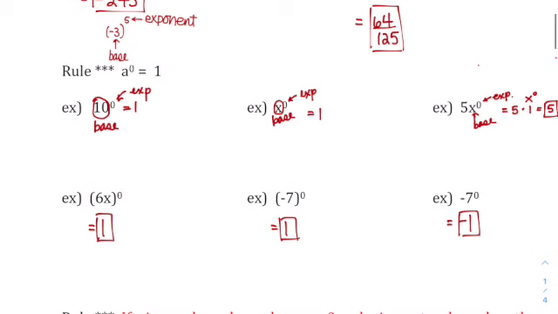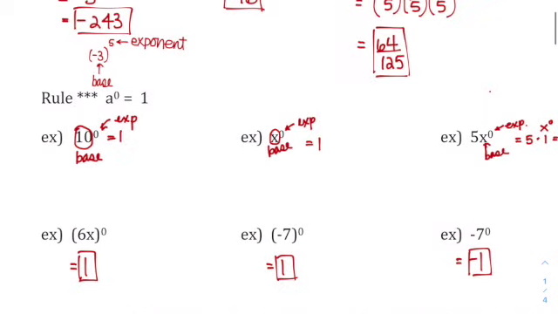The answer for the next set of those examples that I asked you to pause is 1, 1, and negative 1. And again, it's the negative 7 because 7 is the base and 0 is the exponent. The negative 1 was not part of the 0 exponent, so that negative sign stays. So therefore, that's negative 1. The rest of them are the base raised to the exponent.